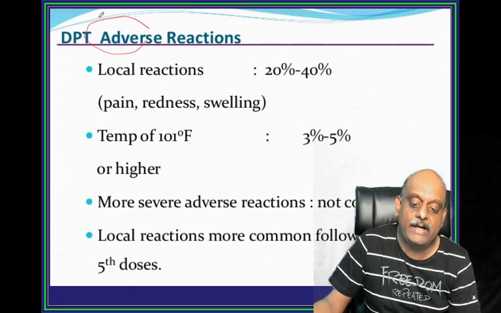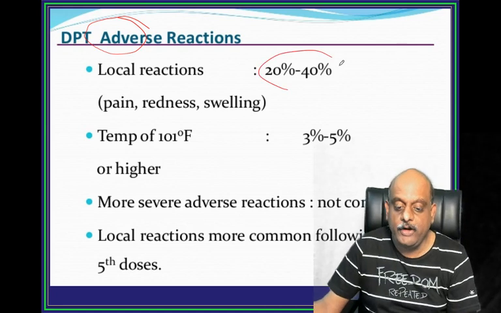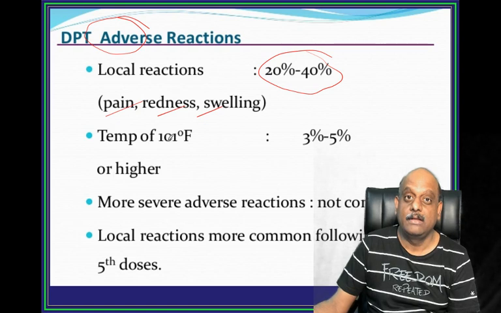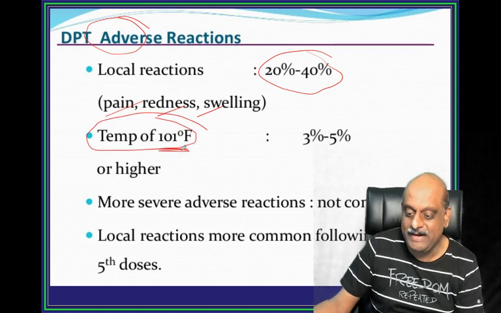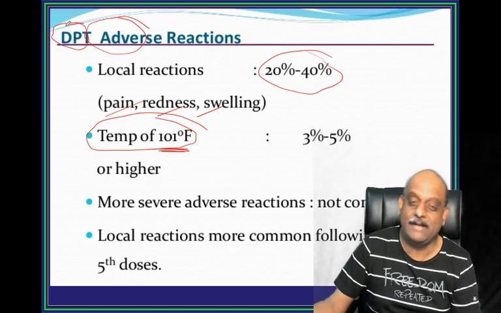Now what are the important side effects of DPT, doctor? 20 to 40% can develop local reaction like pain, redness, swelling. Pyrexia, temperature more than 101 degrees Fahrenheit. Very common reaction with DPT.